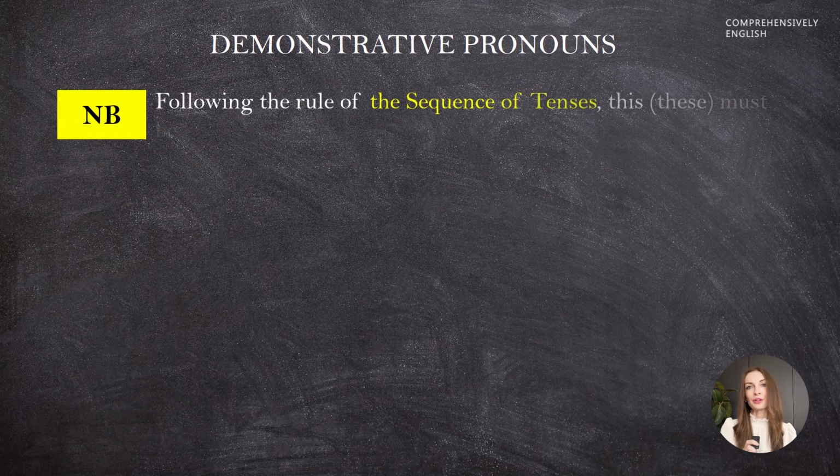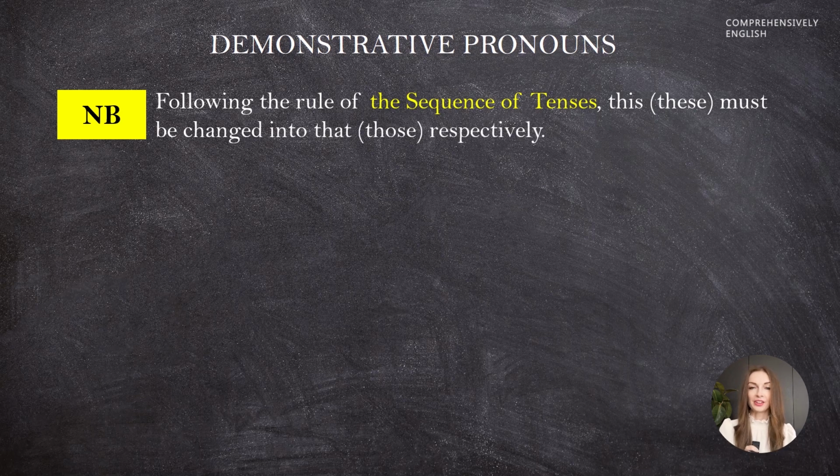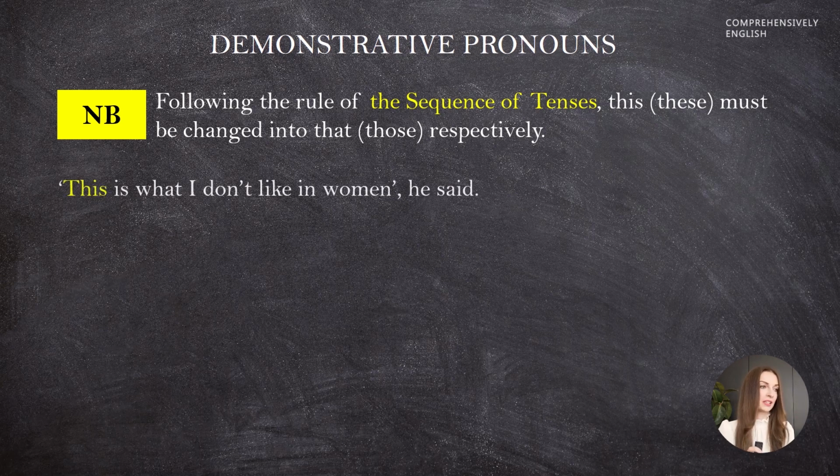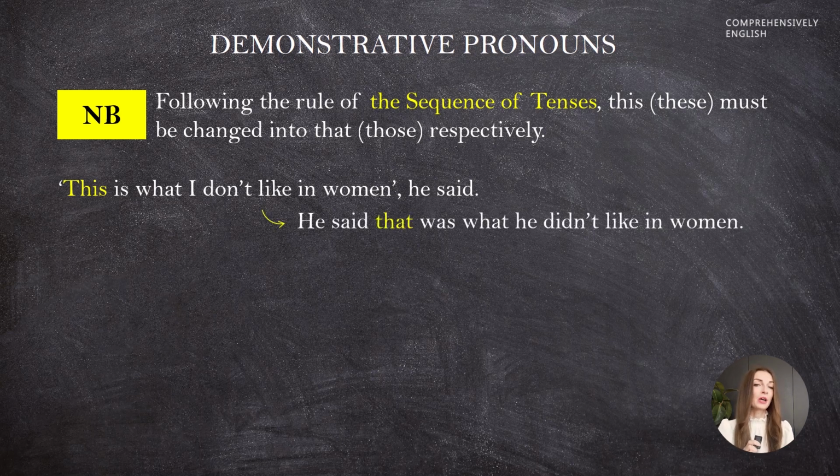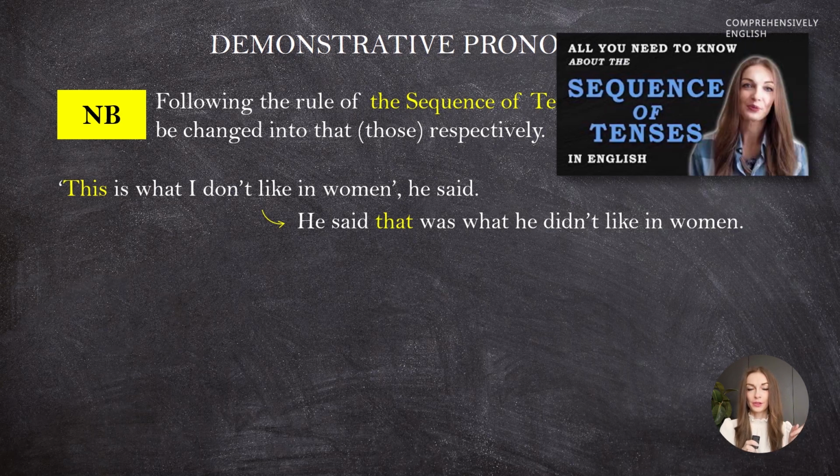Please note that following the rule of the sequence of tenses, this and these should be changed into that and those respectively. For instance, "This is what I don't like in women," he said. When we want to report his words, and we start with "said" in the past simple tense, we are going to change our tenses. We are going to go one step back. You can check more information on the sequence of tenses in this video. The link will be in the description to this lesson.